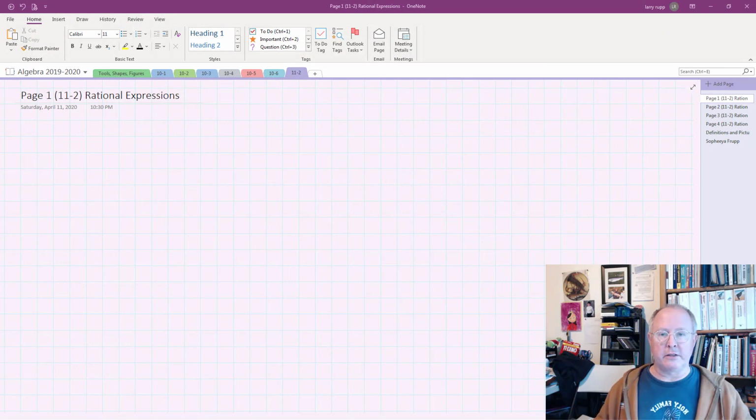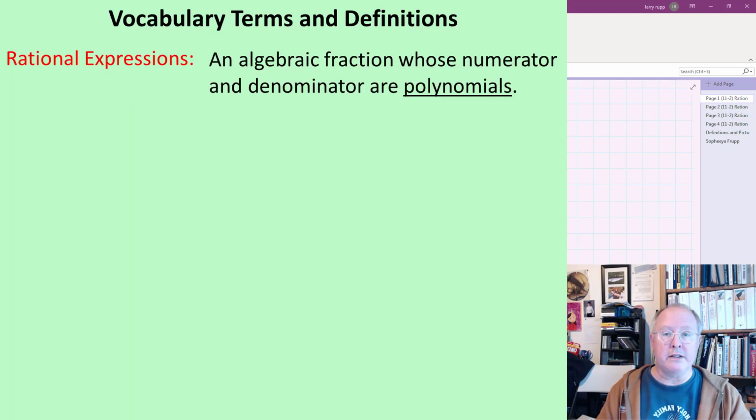11-2, rational expressions. So we have some definitions that we should put up first. First of all, what is a rational expression? Well, as you can see on your screen, a rational expression is an algebraic fraction whose numerator and denominator are polynomials. Aha, you say. And what is a polynomial?